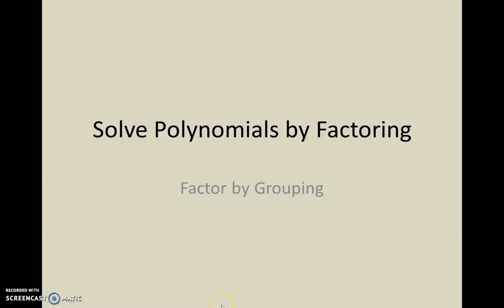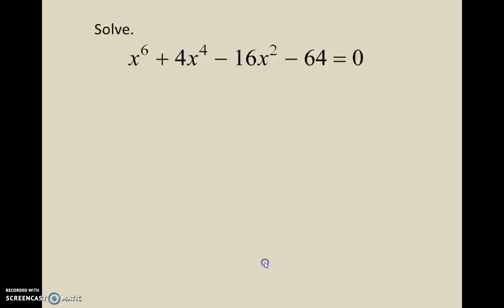Hi guys, we're going to continue working with solving polynomials by factoring. So we're going to be looking at solving polynomial equations, that is, by factoring. And now we're going to look at factoring by grouping. That would be where we take terms of a polynomial equation and group them together to try to find GCFs, or greatest common factors, within those groups of terms.